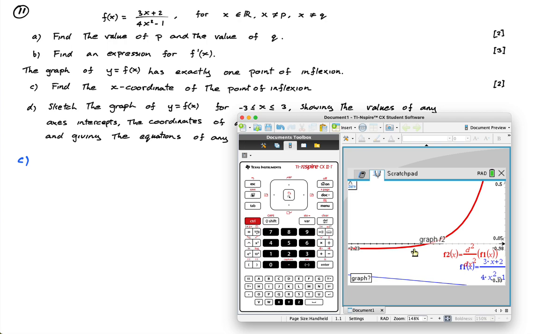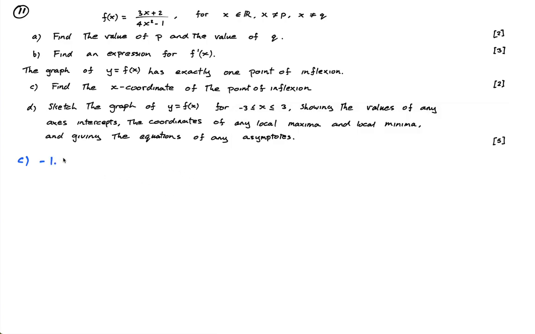Zero. This graph, I have to choose the graph, lower bound, upper bound, minus 1.5954. So that's the x-coordinate of the point of inflection. Done. That's it. I don't need to, but if you want to do it to 3 significant figures, minus 1.60. I don't need to show any more working. It's only 2 marks. There you go. Done.